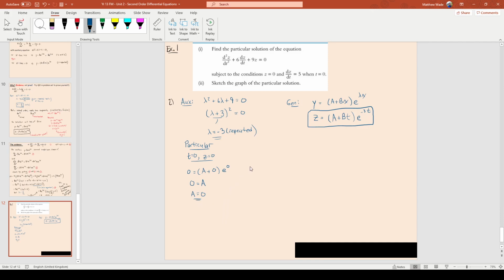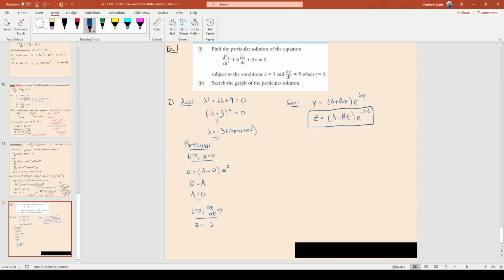How exciting. Okay, and to get the other one, we've got to use the other condition: at t is 0, dz/dt is 5. So let's do it. dz/dt, differentiate it first, is going to equal, okay, I know a is 0 already, so let's cut to the chase. I'm a bit lazy, sorry, my lovelies. I don't want to go through all of this palaver if a is 0. So let's start off like this.